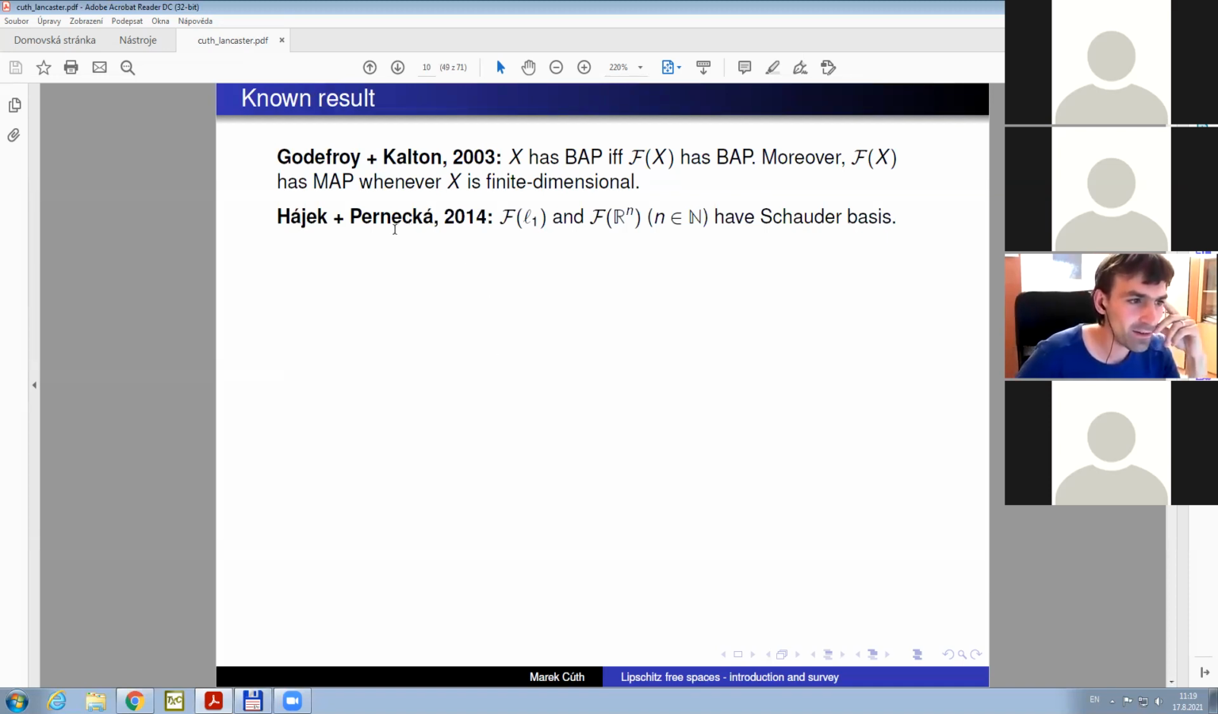Eleven years later, Petr Hájek and Eva Pernecká proved that the Lipschitz-free space over a little l1 and the Lipschitz-free space over a finite dimensional space have a Schauder basis, so the best possible notion we have.